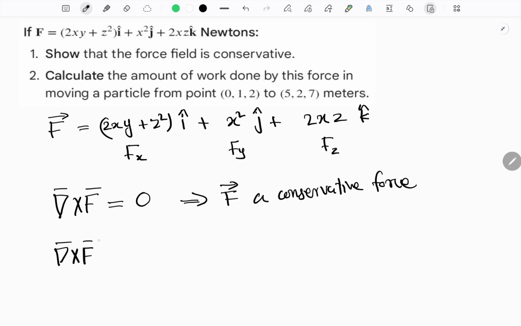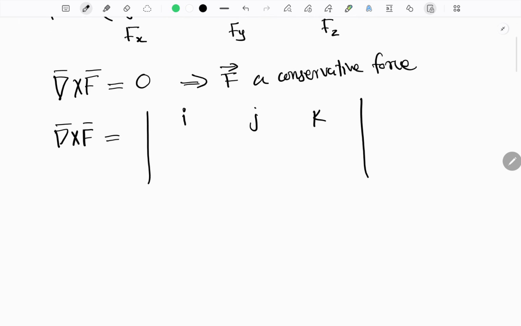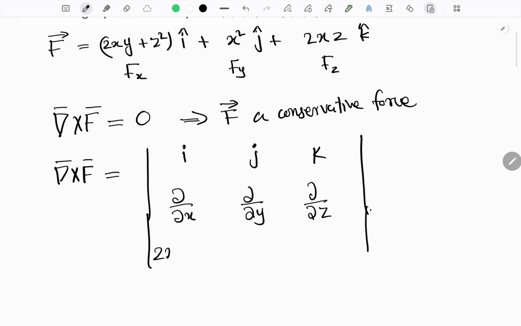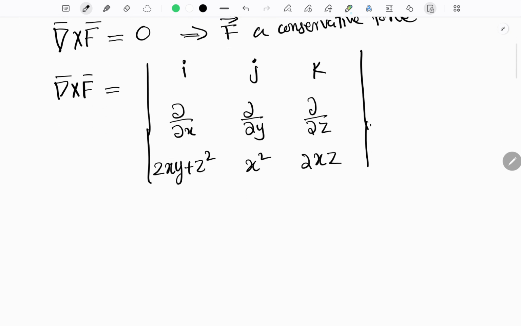Del cross F will be equal to the determinant with i cap, j cap, k cap. So here I am using the determinant method to find the curl. I wrote first row i cap, j cap, k cap. Second row ∂/∂x, ∂/∂y, and ∂/∂z. And third row the components of the force: the x component is 2xy + z², the y component is x², and the z component is 2xz.